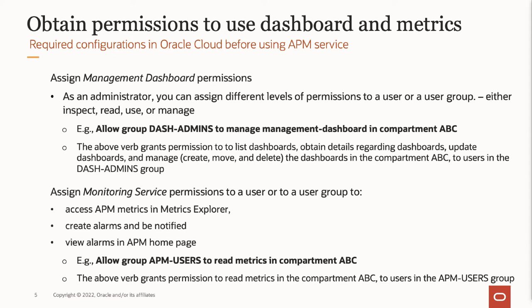In order to use dashboards and metrics in APM, you need to have the right permissions. To use the APM dashboards, users will need management dashboard policies assigned. If you are an administrator, you can grant different levels of permissions to a user or to a user group. The example on the screen grants management permissions to a user group. This includes abilities such as creating a new dashboard or editing or removing existing dashboards. You can also give them limited permissions, as in read-only.